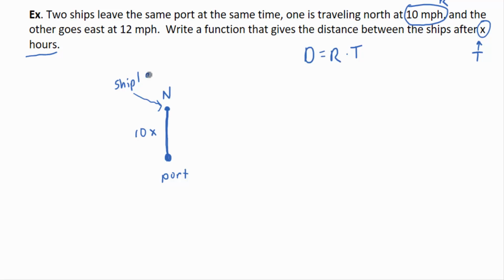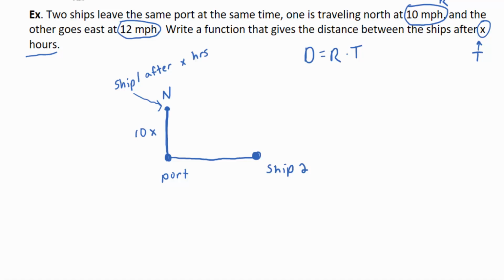Ship 1 after x hours. Okay, now I'm going to draw the position of ship 2 after x hours, and that ship is going east, right? So a little bit further because that ship's going faster. Not that your picture has to be realistic to get the answer, but it doesn't hurt to get in the habit of being somewhat realistic, making this side longer than the other side. So this is where ship 2 is after x hours.